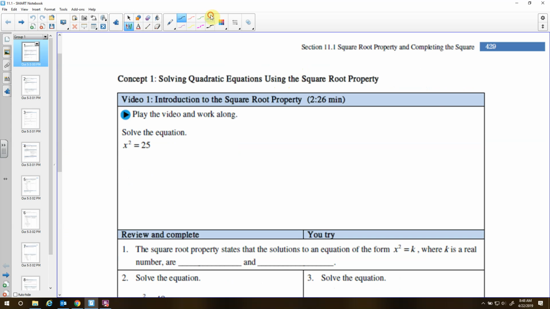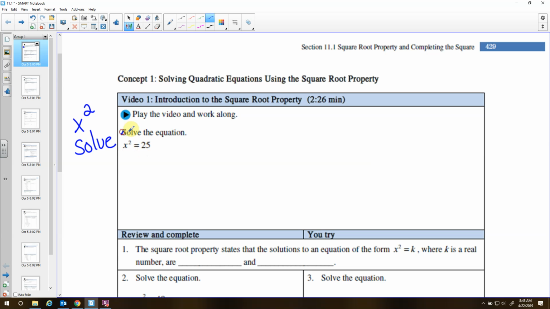Here we go. Alright, so we're talking about square root property, and when we're talking about square root property, we're talking about quadratics. So we've got an x squared, and we're going to have to solve these. And there are different equations. We're going to learn a couple of different ways to solve these. The first being the square root property. So you'll see you have an equation, x squared equals 25.